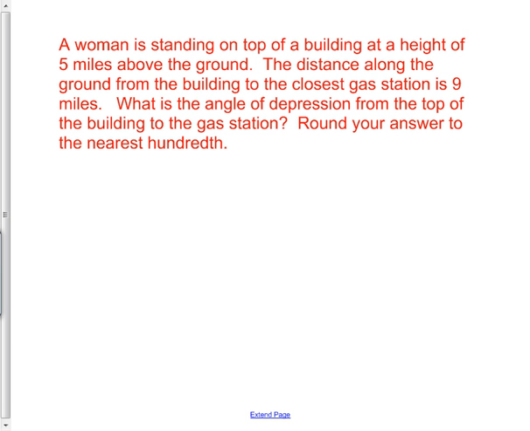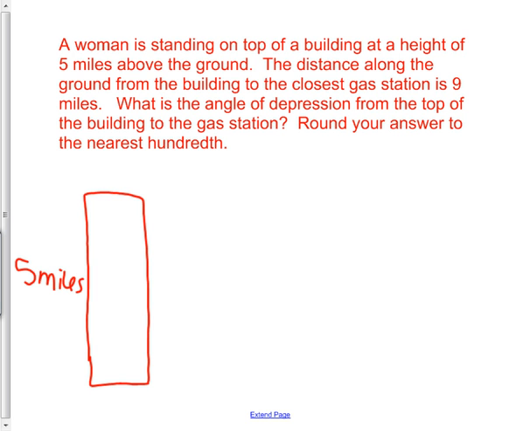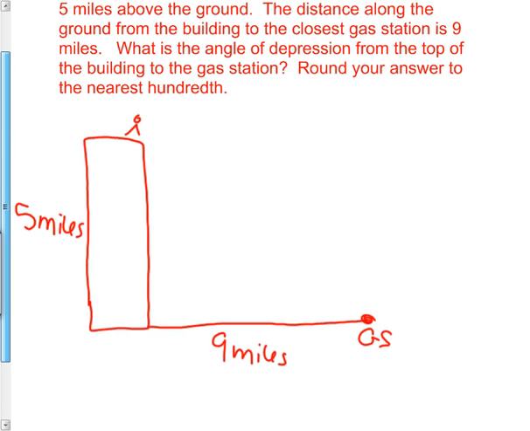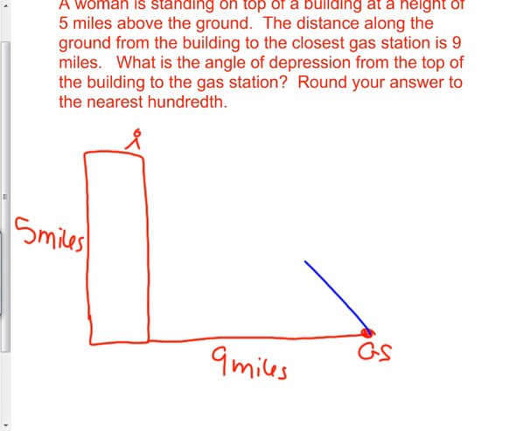Okay, so a woman is standing on top of a building at a height of 5 miles above the ground. This is a tall building. I don't know what I was thinking when I wrote this problem, but we'll go with it. So our building is 5 miles tall. It's huge. And there's a woman on top here. That's her. The distance along the ground from the building to the closest gas station is 9 miles. So we can say that that's our gas station. And they're telling us it's 9 miles. So we can make our triangle like this.